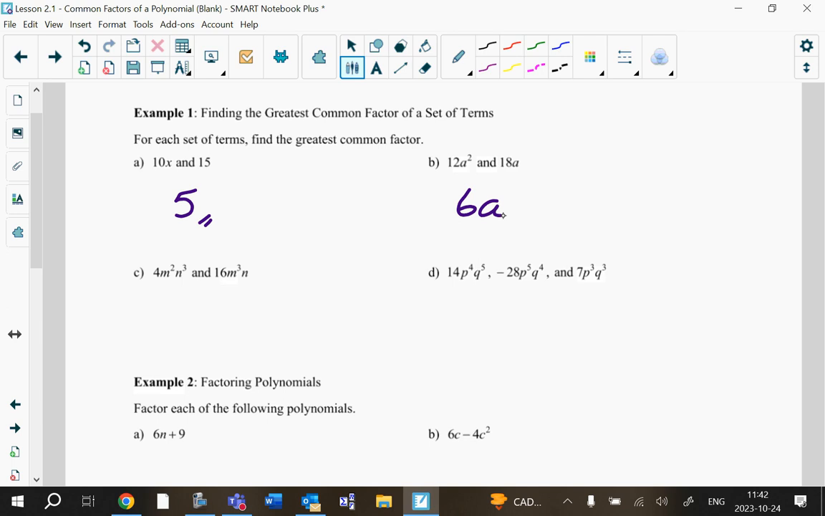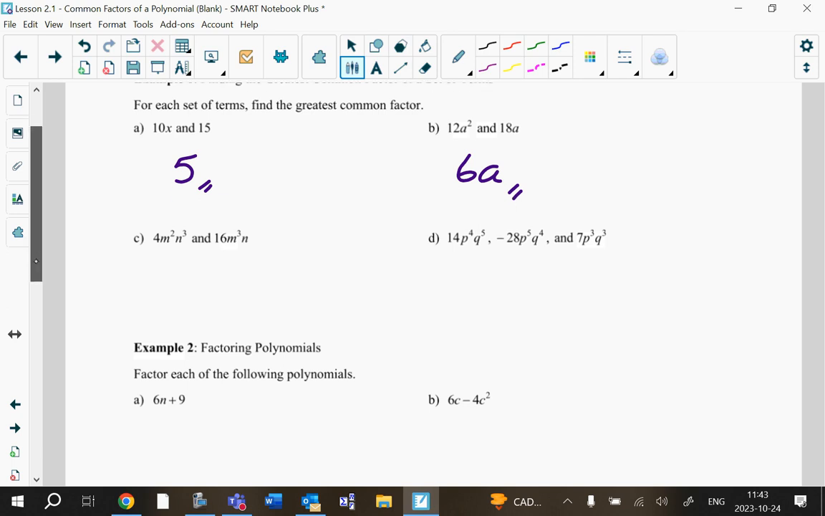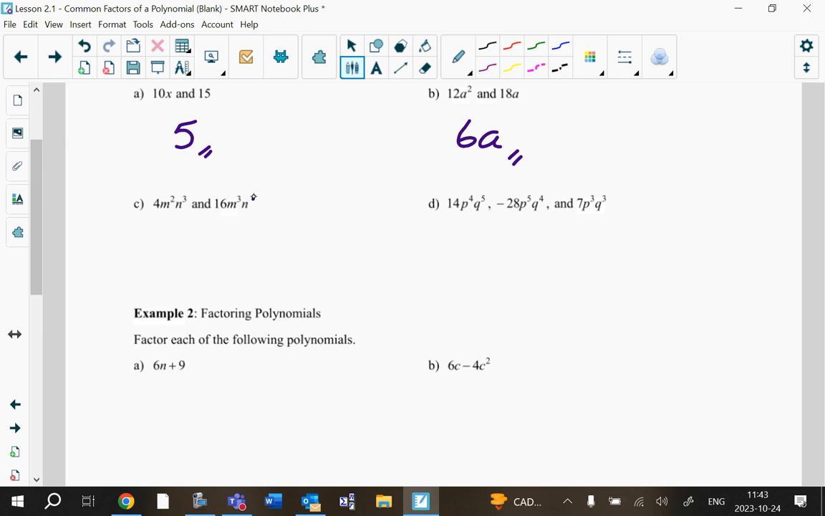Could a squared go into both of them? No, because there's not enough here. So that's the GCF. So follow that pattern and see if you can do this one. Remember, if it doesn't have an exponent, assume it's 1.